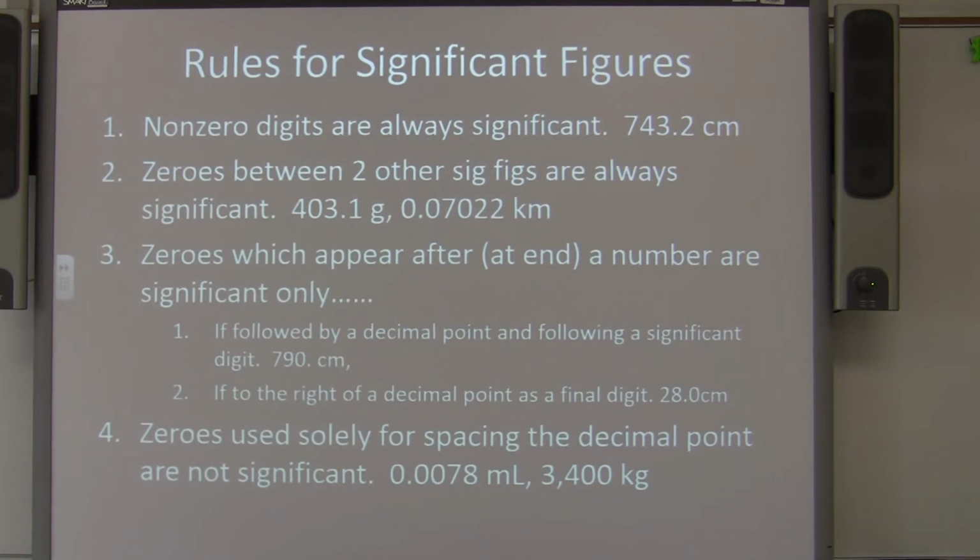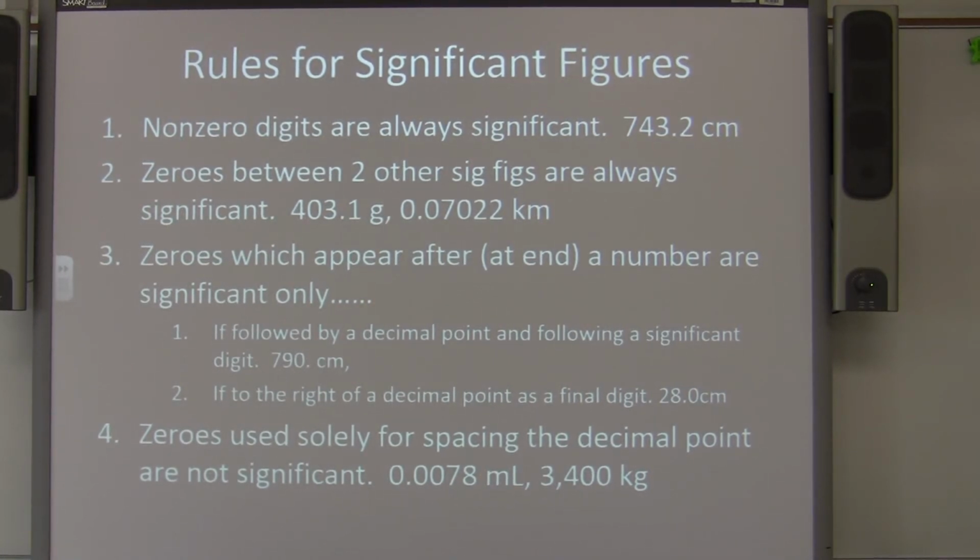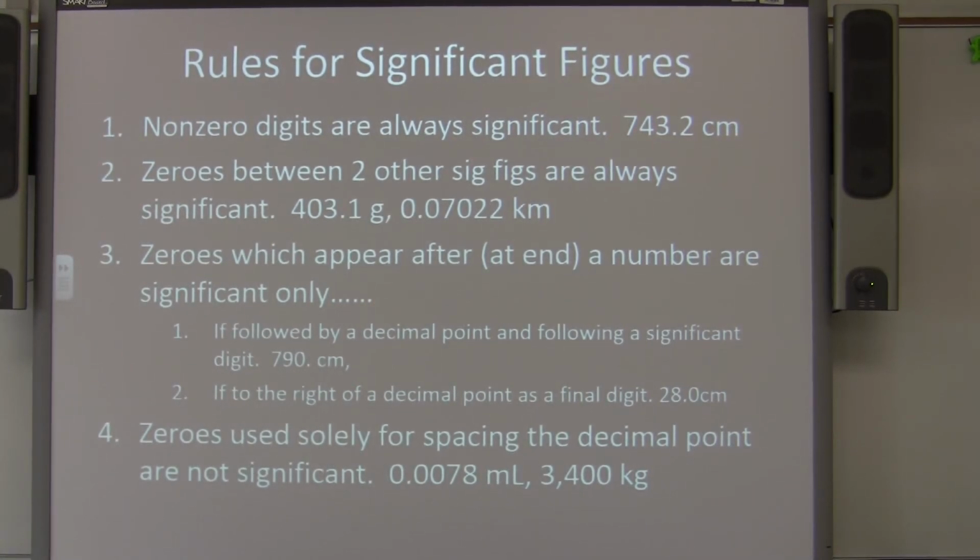So for an example, 743.2 centimeters. There's no zeros there. So every single number counts. The 7, the 4, the 3, and the 0.2. So there are 4 significant values in 743.2 centimeters. So basically what rule number 1 is telling you about is you only stress over the zeros. It's the zeros that make your life complicated. Let's go to step number 2.